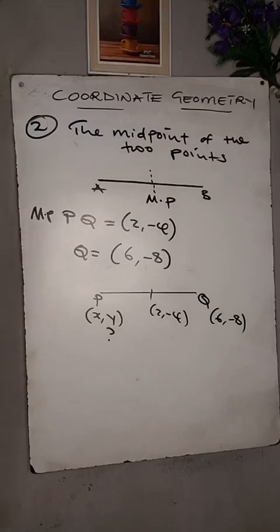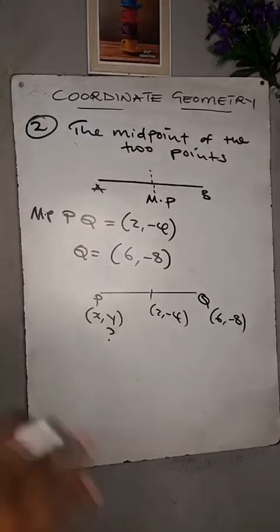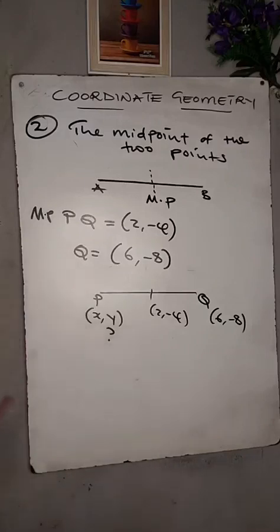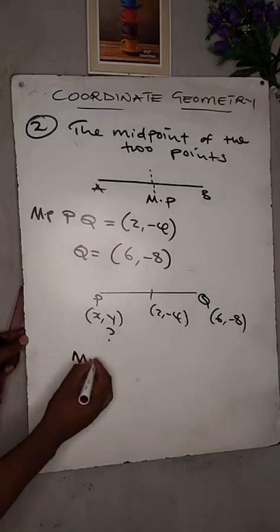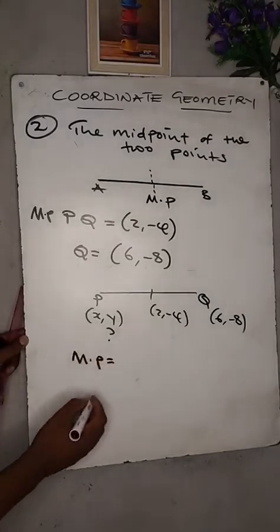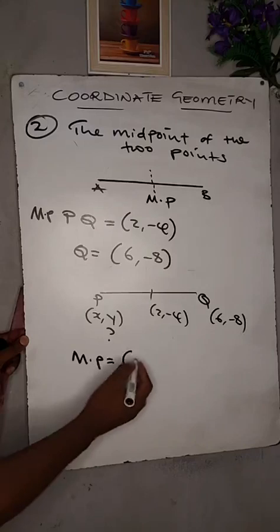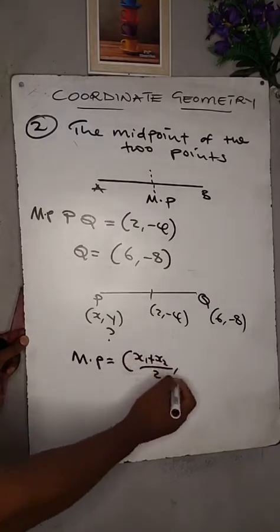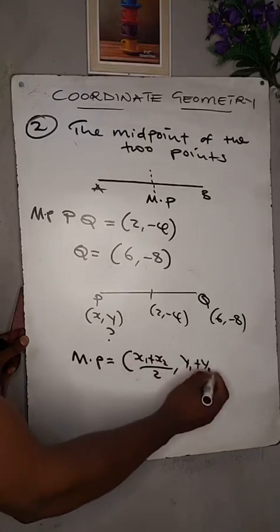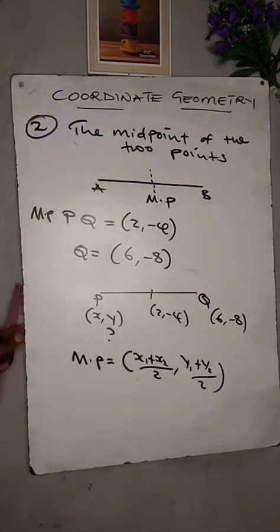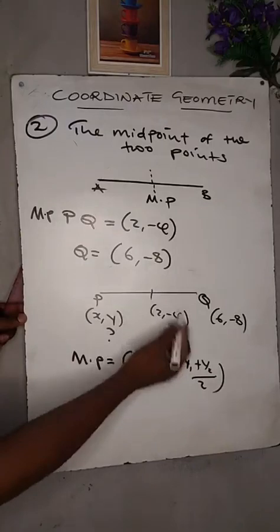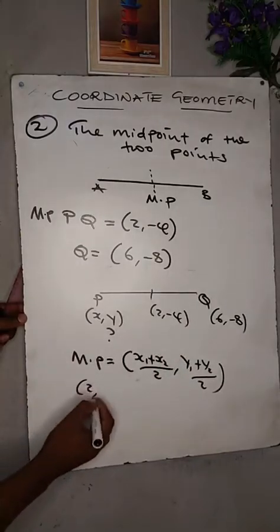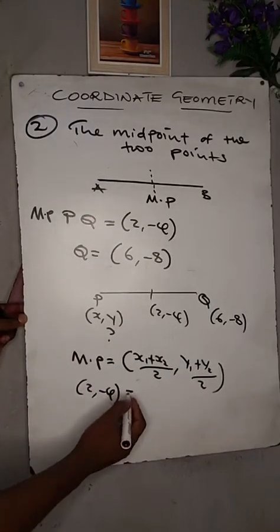So we do the same thing we have been doing. Nothing has changed. Don't be confused by the rephrasing of the question. We are still talking about the midpoint. So we're going to write midpoint is equal to, open bracket, x1 plus x2 over 2, comma, y1 plus y2 over 2. But this time, our midpoint has already been found, which is 2, -4, is equal to.